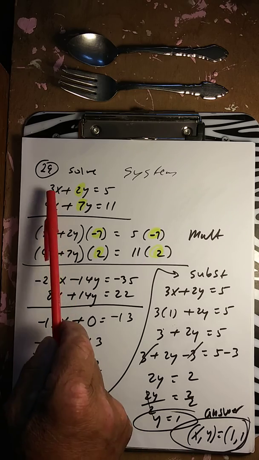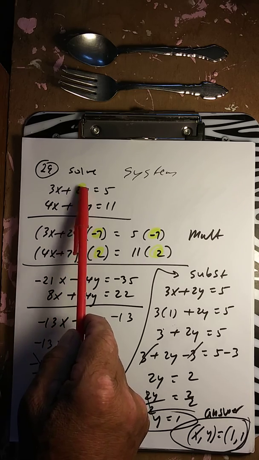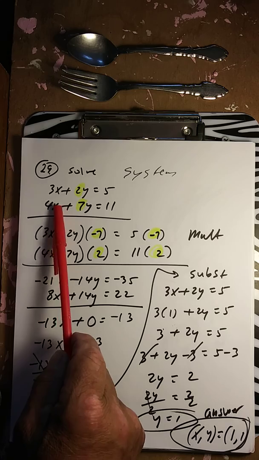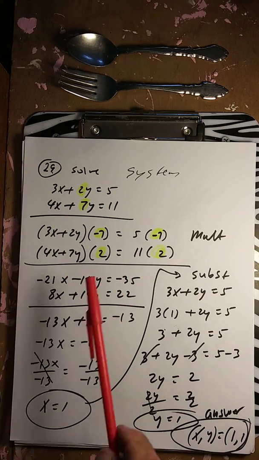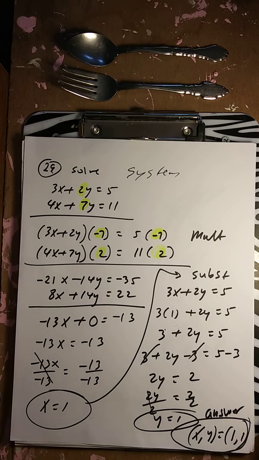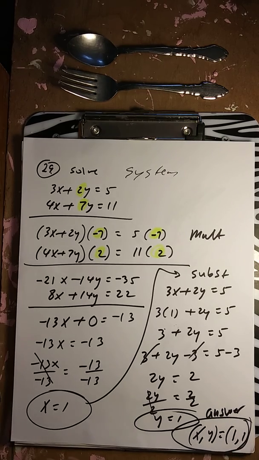And you can put it back in here. 3 times 1 is 3, 2 times 1 is 2. Is that 5? Yes. 4 times 1 is 4, 7 times 1 is 7, 7 and 4 is 11. Yes, it works. These work for both of them. Okay, that's question number 29.